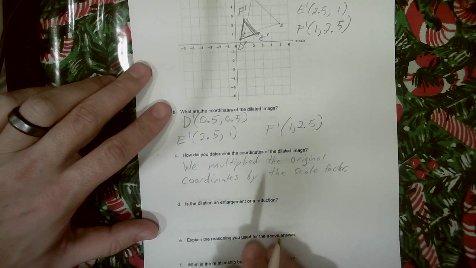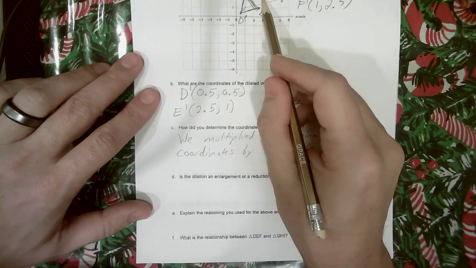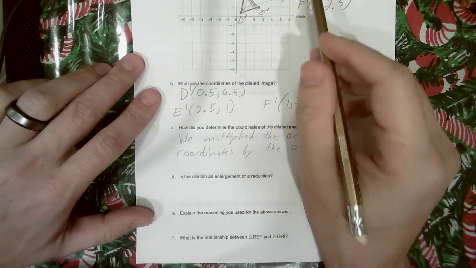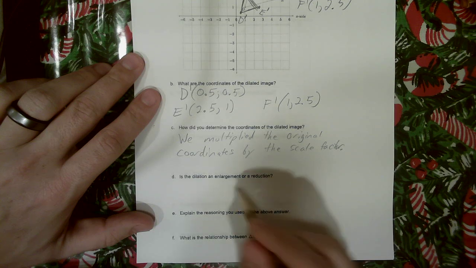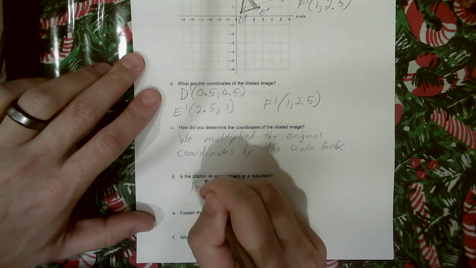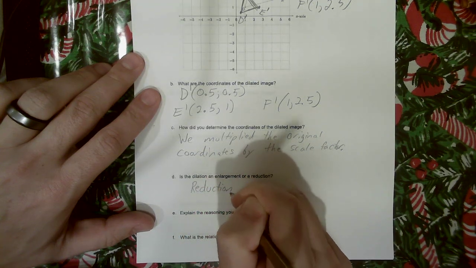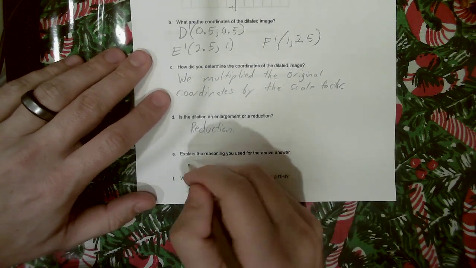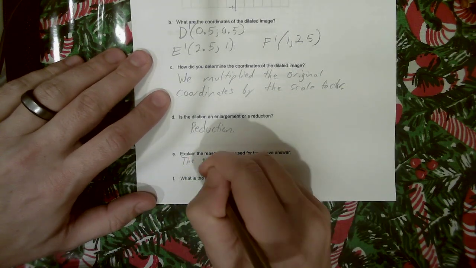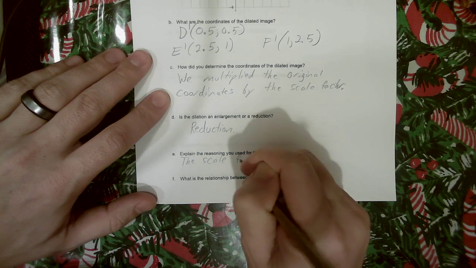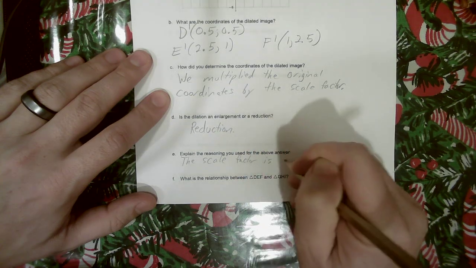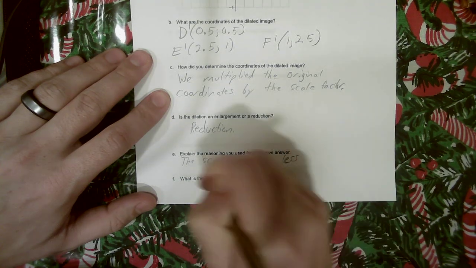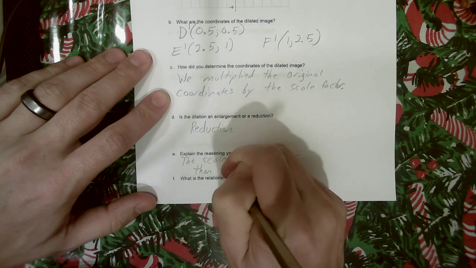Is the dilation an enlargement or reduction? Well, by looking at it, it's a reduction. It got smaller. Also, our scale factor is less than 1. So we're going to say reduction. Explain the reasoning. We can use either reason. So I'm going to say the scale factor is less than 1.